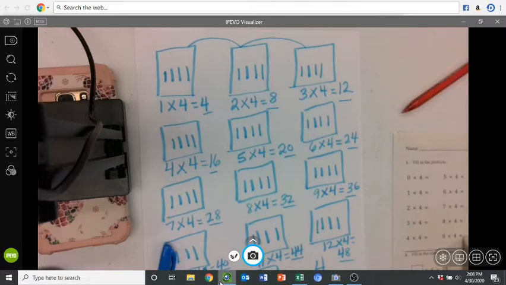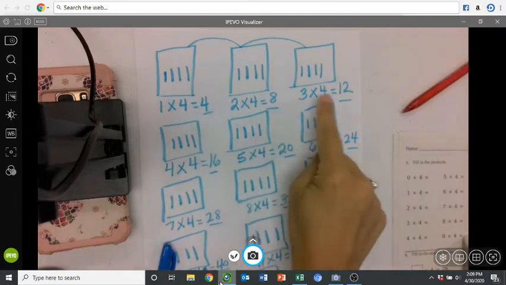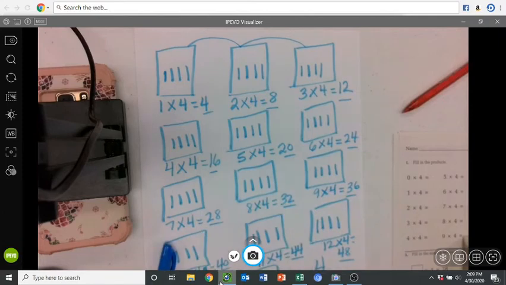Ready? 1, 2, 3, 4, 5, 6, 7, 8, 9, 10, 11, 12, 13, 14, 15, 16, 17, 18, 19, 20, 21, 22, 23, 24. Okay, and see, I was saying my multiples of 4 as I was counting. All right.